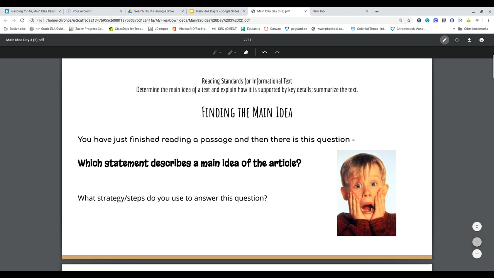Finding the main idea. You have just finished reading a passage, and then there's this question: which statement describes a main idea of the article? So, what strategies or steps do you use to answer this question? Think about it for a moment. Do you have a plan when it's time to find the main idea of the article, the paragraph that you have just read? What are the steps that you take?